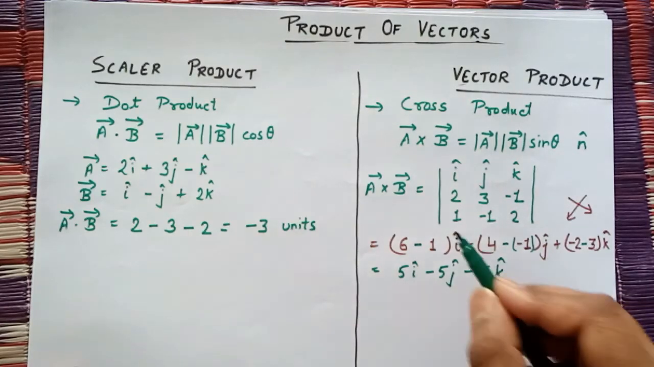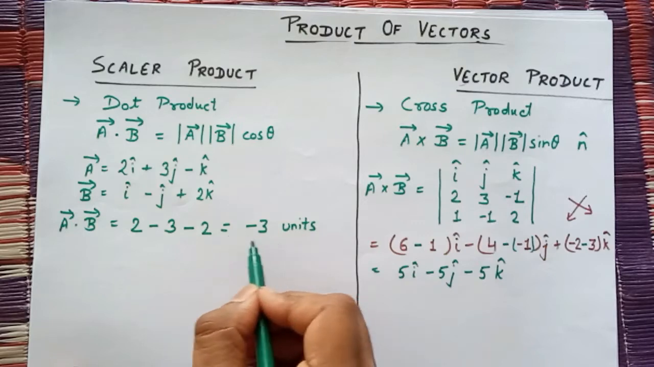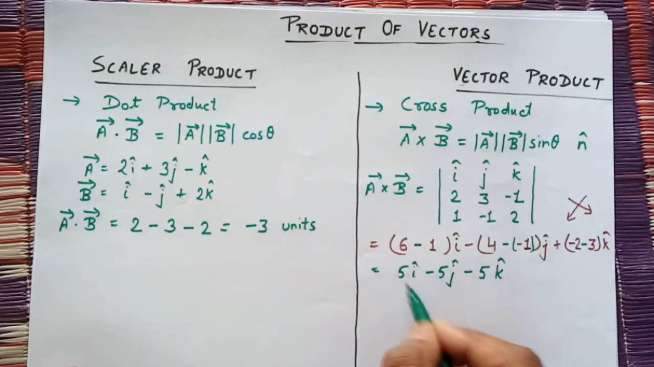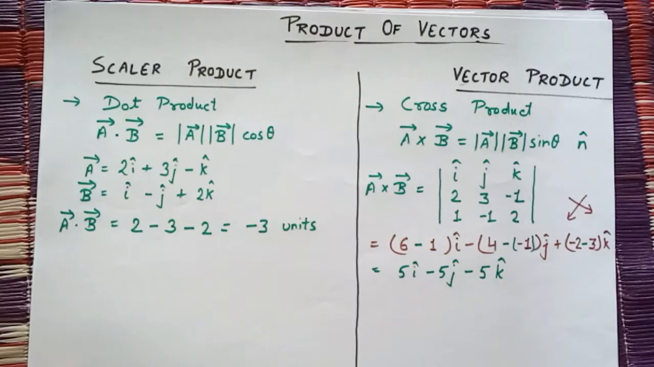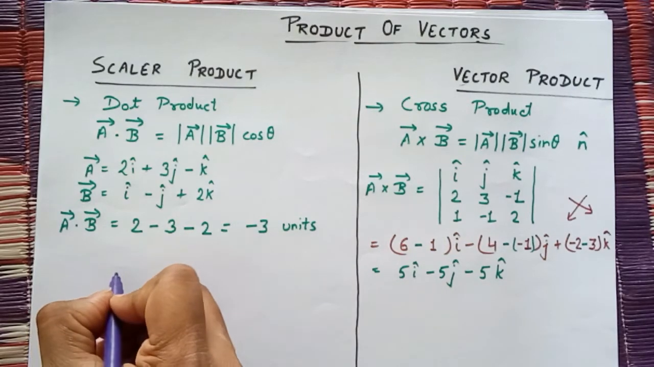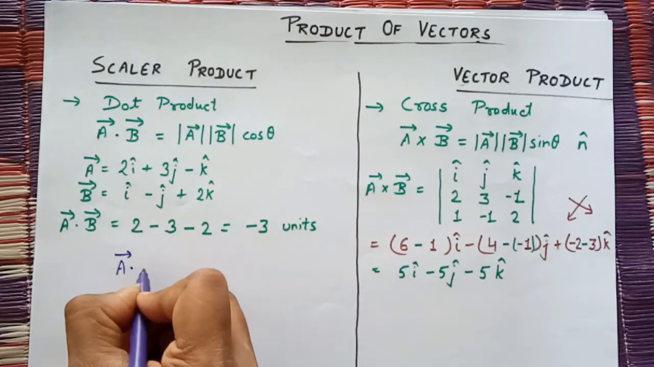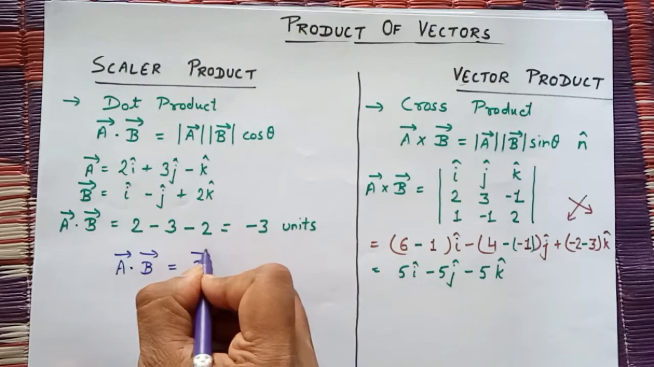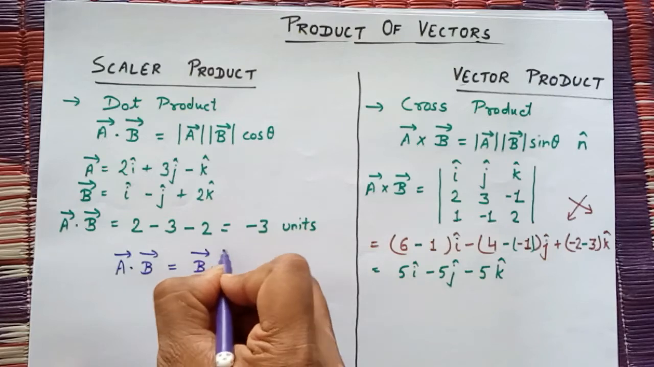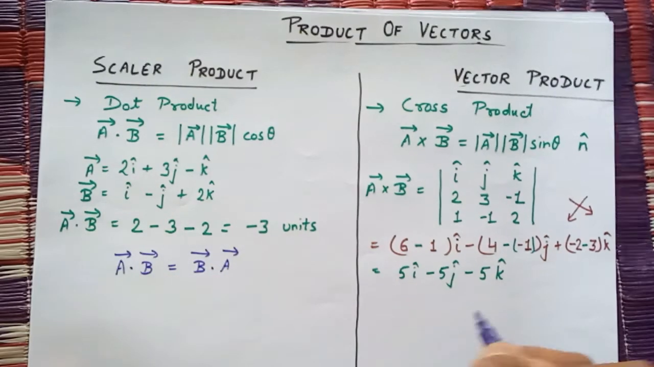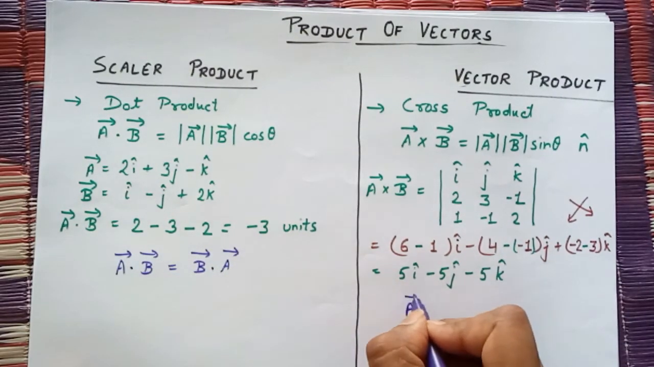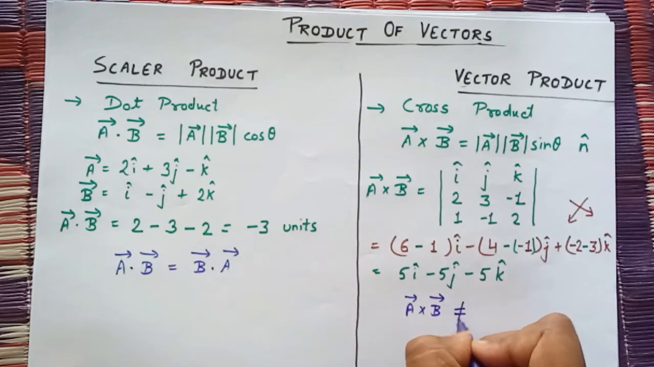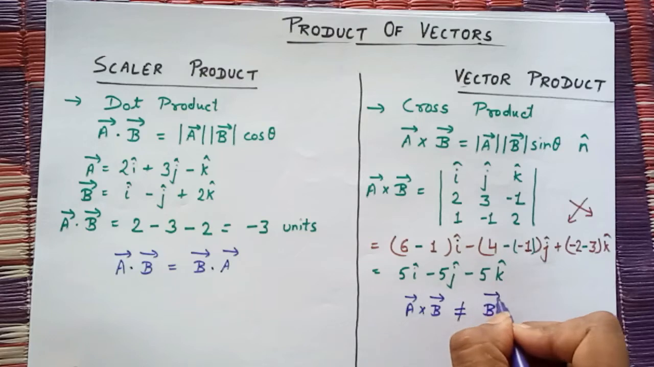This is the answer for A cross B, and this one was the answer for A dot B. This is the scalar product and this one is the vector product. One more thing, A vector dot B vector is equal to B vector dot A vector, but A cross B is not equal to B cross A.